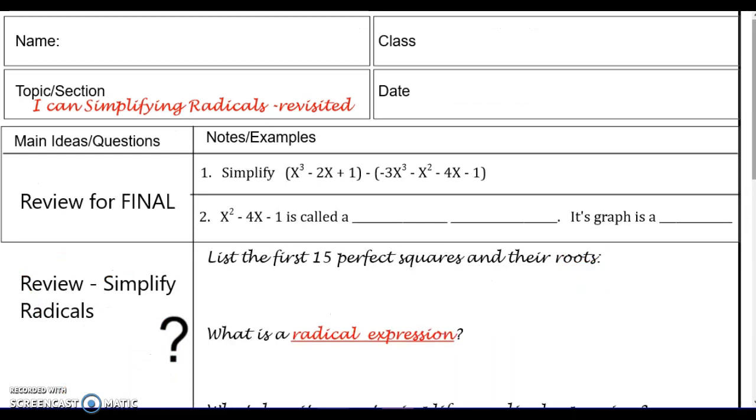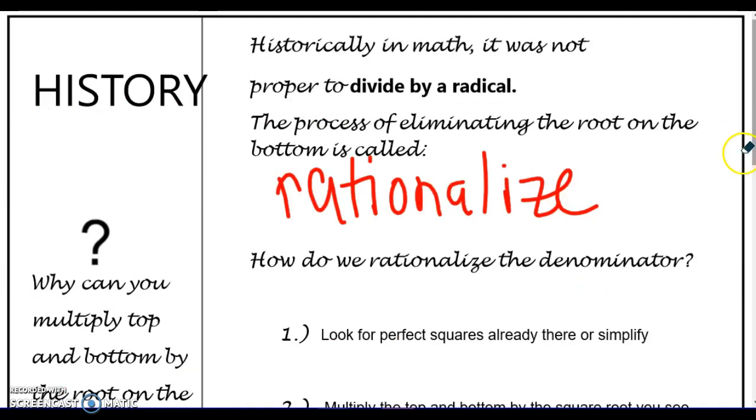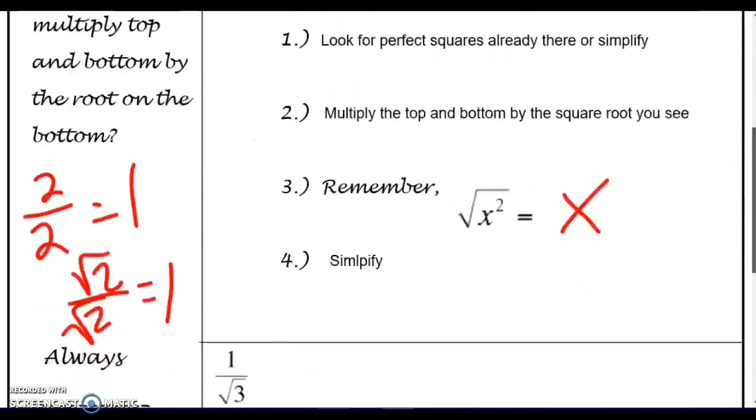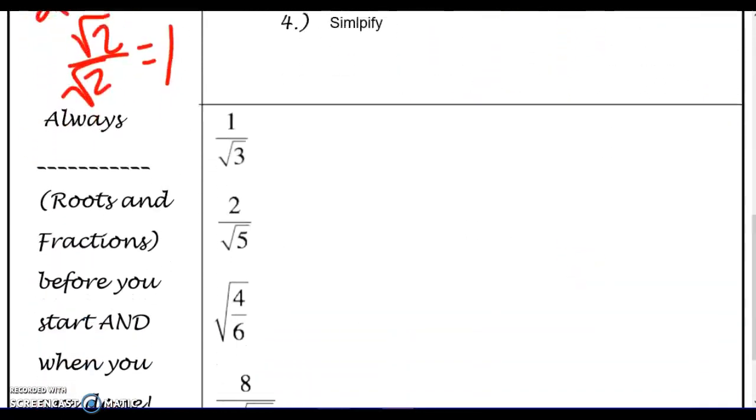So let's try a few as we go down here. Let's start with 1 over the square root of 3. I can't have that square root of 3 on the bottom. It's kind of like changing the denominator of a fraction anyway: if you multiply the bottom by something, you have to multiply the top by the same thing. So that's a skill that you already have.